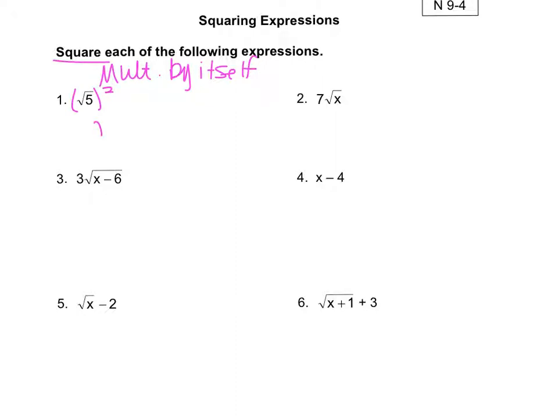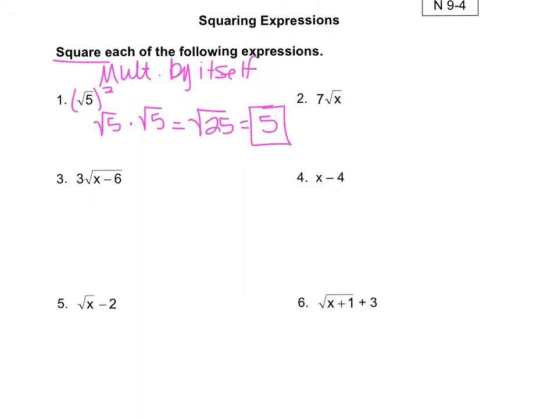So that means square root of 5 times the square root of 5. Remember, we've already discussed multiplying radicals. We multiply the insides, which would give us square root of 25. And square root of 25 is a perfect square. It equals 5. So our answer is 5.